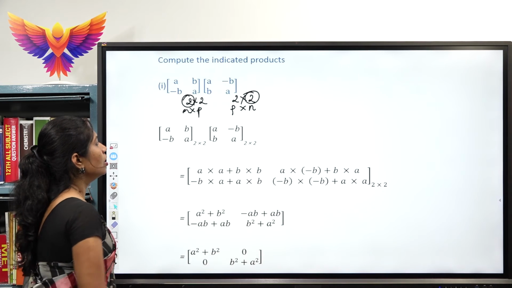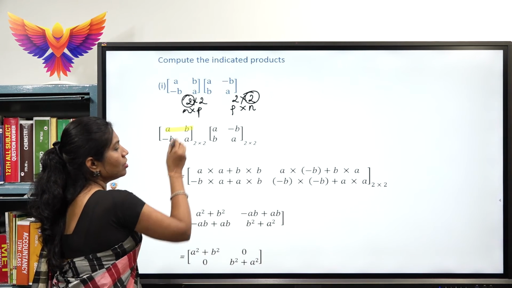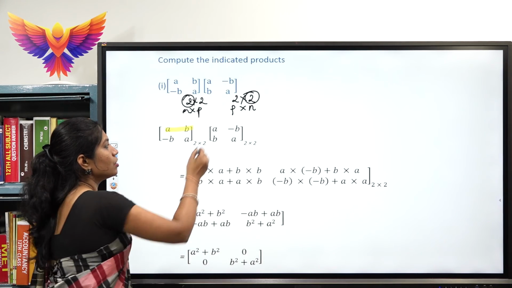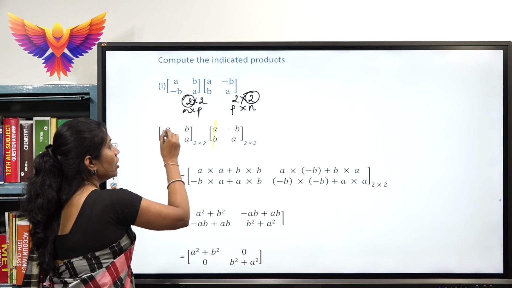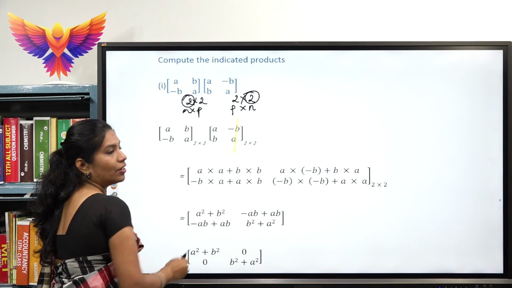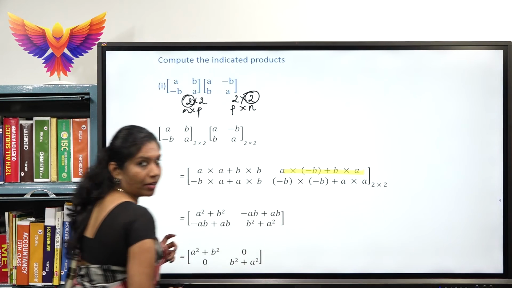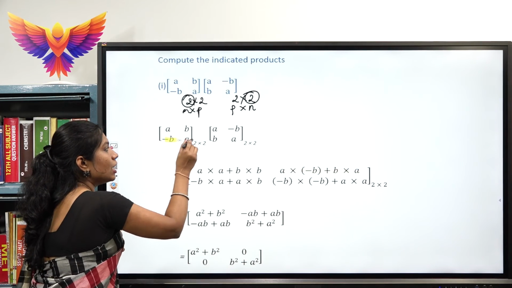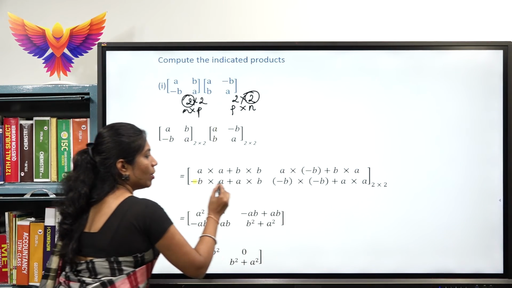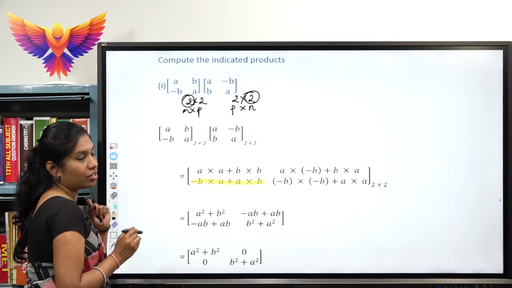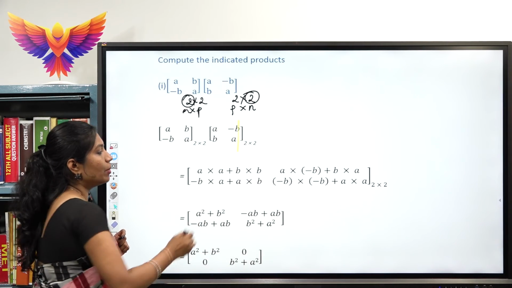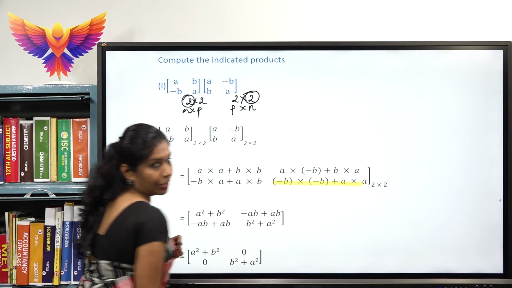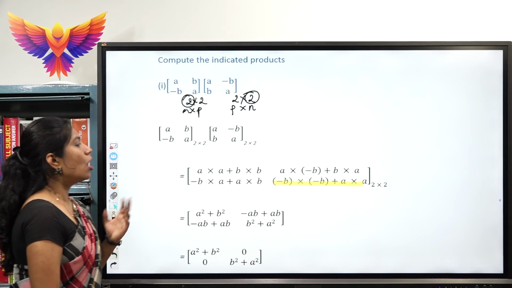The same procedure. We will be multiplying the first row of the first matrix with the first column. That will give back me the first element. First row with the second column, that will give back me the second element of the matrix. Similarly, second row first column, that will give back me the second row's first element. Second row second column, that will give back me second row second element. Okay. Now, how do I do that?